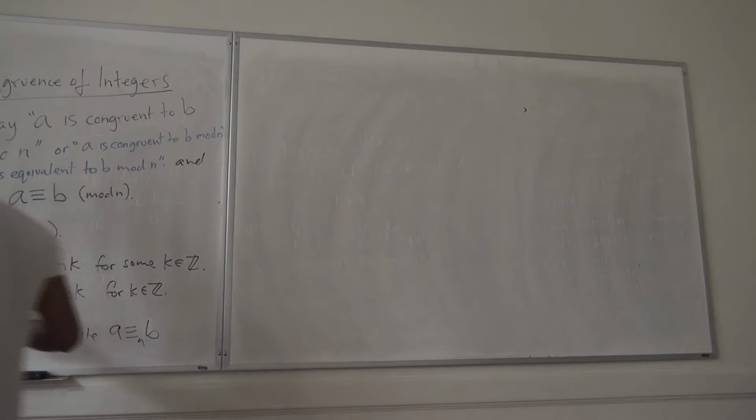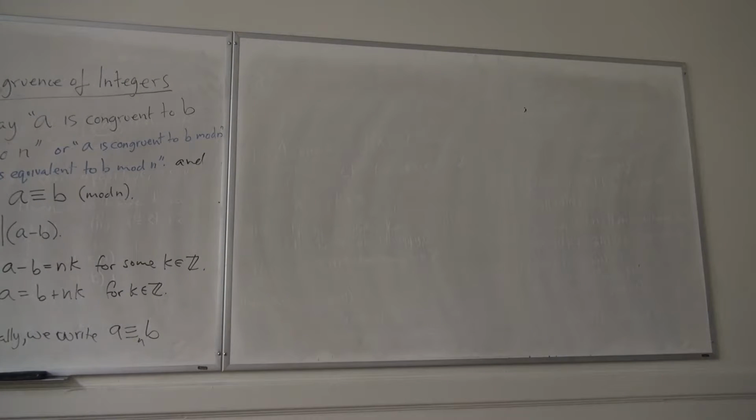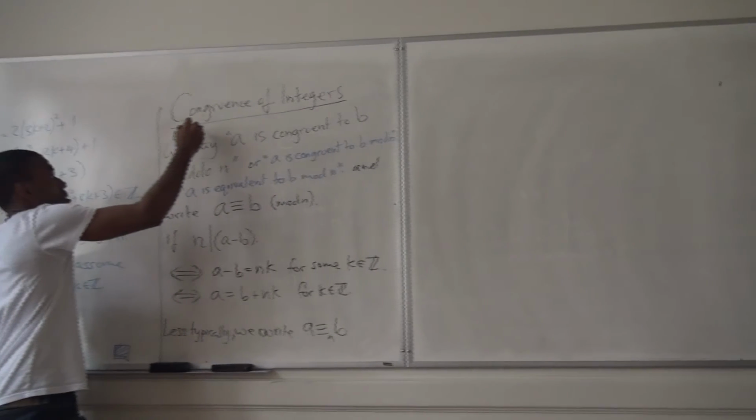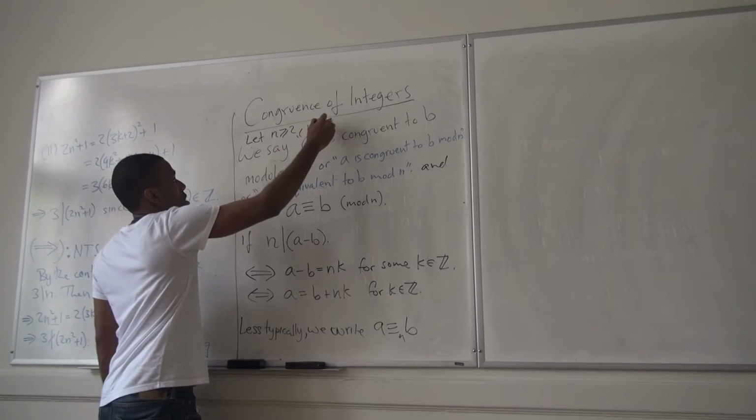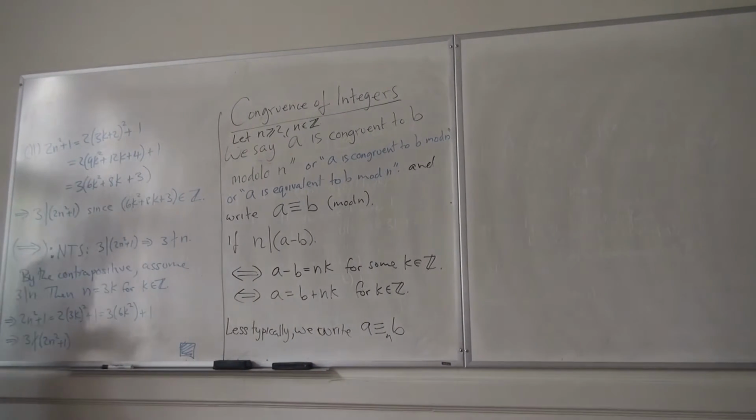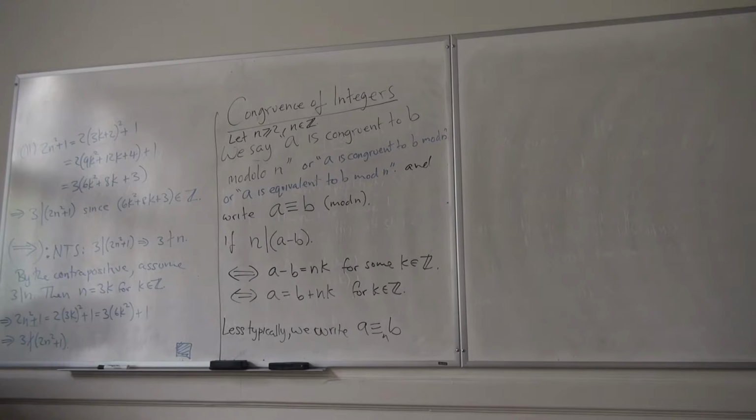We will continue to explore this idea when we get to chapter 8, but for now, let's prove some elementary properties given this definition. I forgot to mention, n is an integer greater than or equal to 2. All right, so let's see.